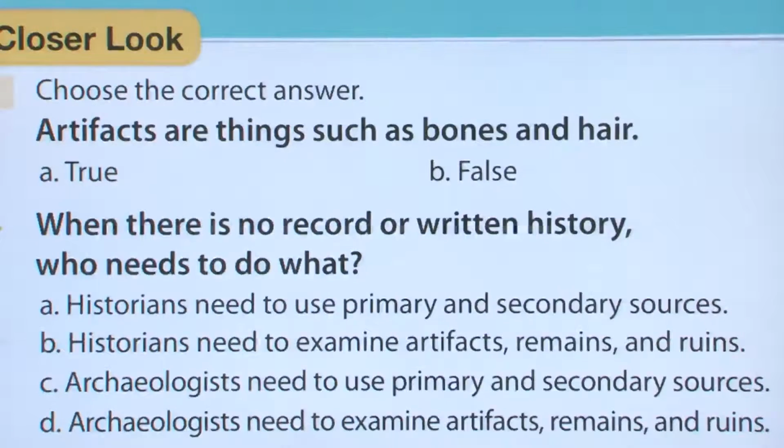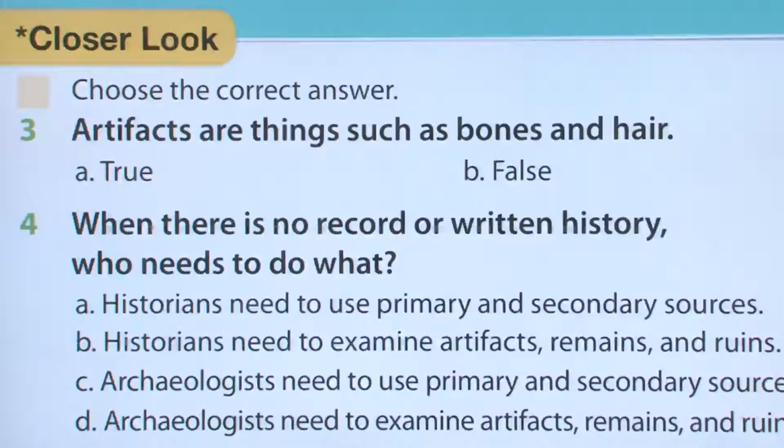Moving on to question 3. Artifacts are things such as bones and hair. Is this true or false? This statement is false. Artifacts are commonly known to be the objects or the art created by historical people, by ancient people. So pottery is a good example of an artifact. We usually consider bones and hair to be remains or human remains, not artifacts. However, the meaning is very similar.